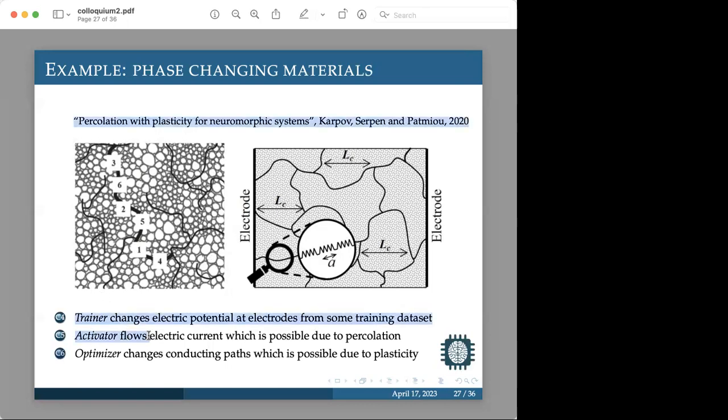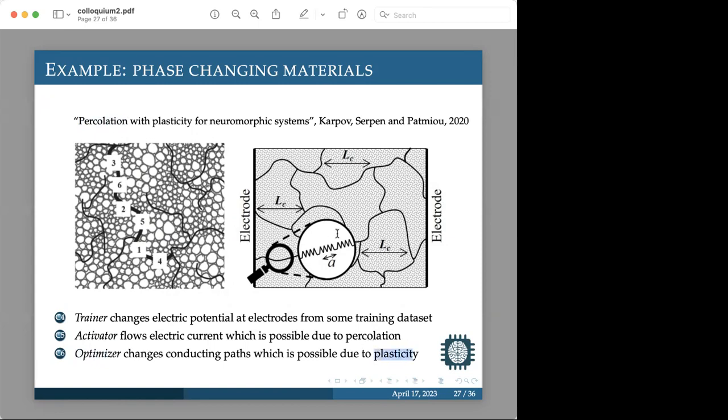And then the activator is the currents that flow through these micro wires that exist. And this is all really tiny micro wires. It's like molecular level. The reason why they flow is because of this word, percolation. If there were no percolation, there would be no currents. So for the activator part of the dynamics to work, we need percolation. And for the optimizer part of the dynamics to work, we need plasticity.